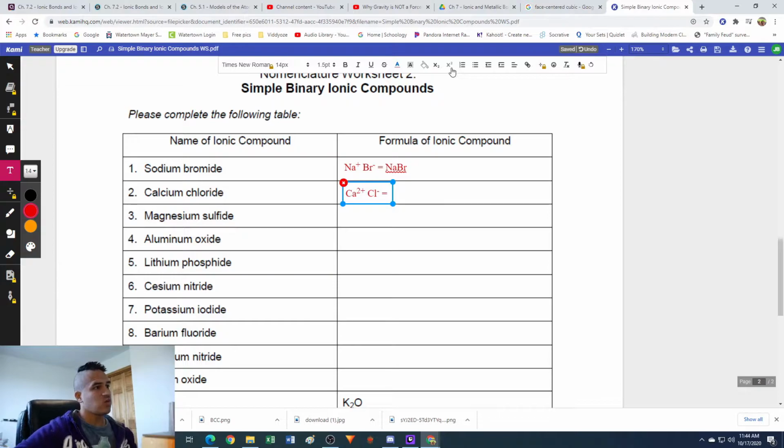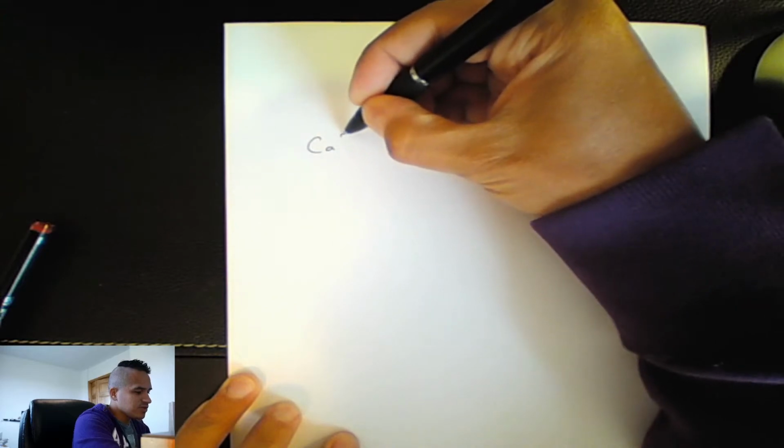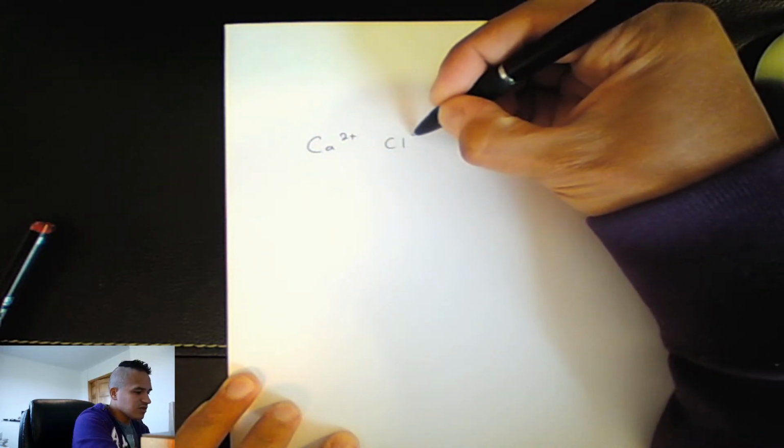So we can't just take one calcium and one chlorine and put them together, because the calcium has a larger charge than the chlorine does. We need them to be equal. So I'm going to show you on my paper real quick our little method of doing this that I like to call the Wonder Woman. So we're going to have Ca 2+ and Cl minus.